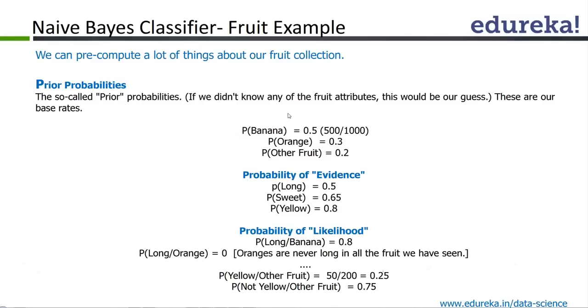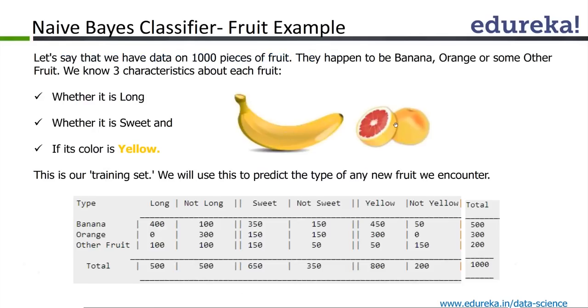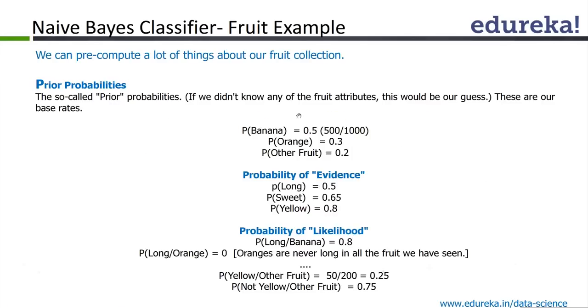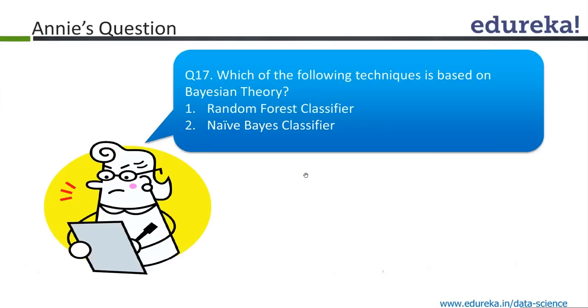Now the first thing we want to do is prior probabilities, right? How can I compute prior probability? Simply count how many bananas are there, how many oranges are there, and how many other fruits are there, which are essentially given here. 500 divided by 1000, 300 divided by 1000, 200 divided by 1000. Those are my prior probabilities that something is banana, orange, and other fruit, which is exactly this. And let's compute the likelihood. And what is the likelihood in our case? Let's look at the equation again.